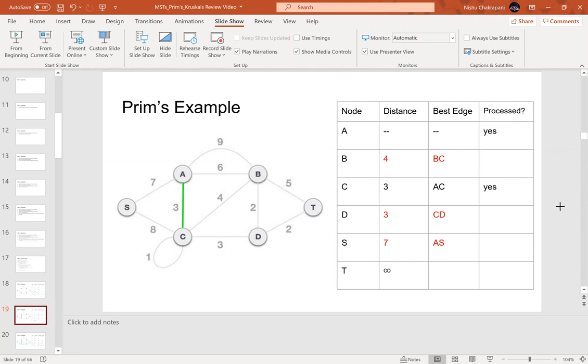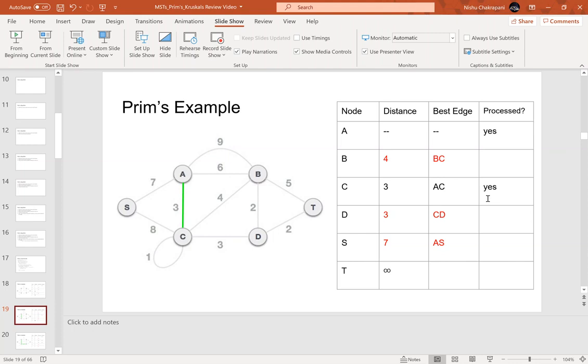It could go to B with distance of 4, which is better than the option we had earlier, this A to B with distance 6. So we change that. Now the best way to get to B is distance 4 that we currently know of. And also we've been introduced to node D, and C to D is of distance 3. So now those are our next three options, either B, D, or S.